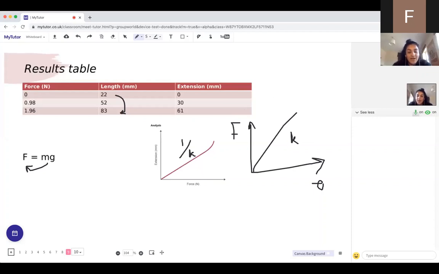Okay, so that is how we conduct our required practical experiment. You need to know the method. You need to know what kind of results table you would produce, what you would put in it, and what the graph would look like when you did plot it.